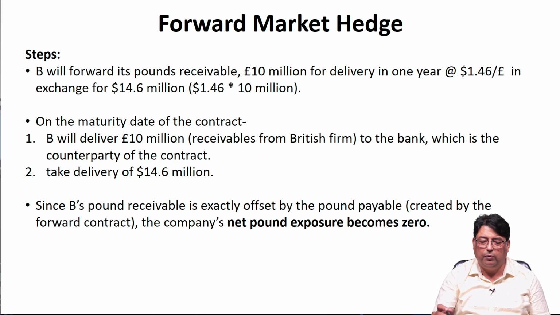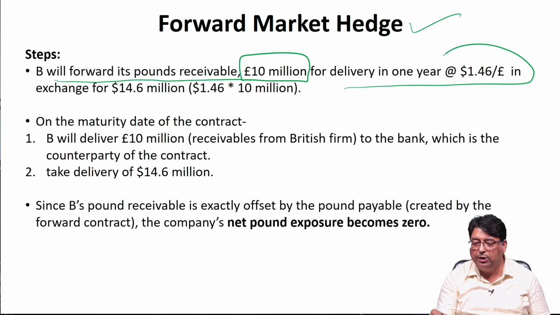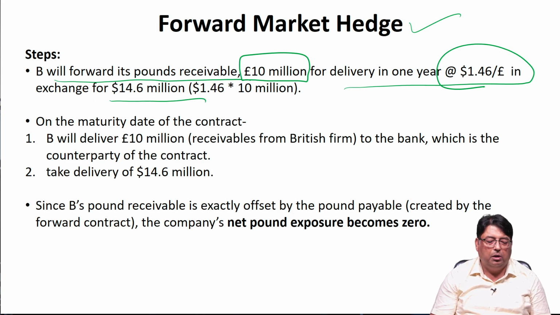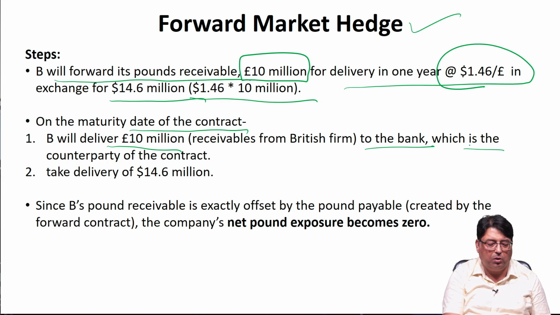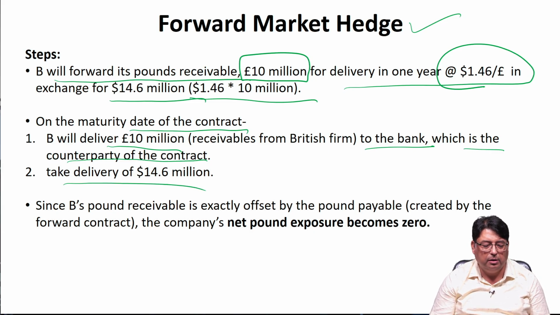Now, see how forward market hedge is applied here. B will sell forward its pound receivable, that is 10 million pound. Ultimately, the exporter is going to deliver 10 million pound in 1 year at the rate of $1.46 per pound in exchange for $14.6 million. On the maturity date of the contract, B will deliver the 10 million pound receivable from the British firm to the bank, which is the counterparty of the contract, and take delivery of $14.6 million.